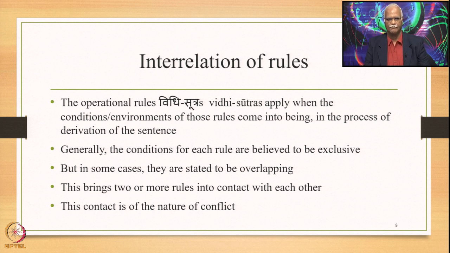The operational rules, namely the vidhi sutras, apply when the conditions or environments of those rules come into being in the process of derivation of the sentence. Generally, the conditions for each rule are believed to be exclusive, but in some cases they are stated in such a way that they overlap. This brings two or more rules into contact with each other. This contact is primarily of the nature of conflict, because both the sutras have an overlapping scope of application. This is how in the hal sandhi rules get interrelated. Interrelation of rules is a very important feature also of hal sandhi.